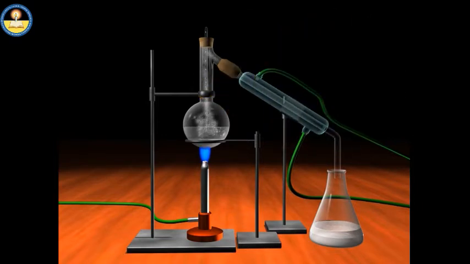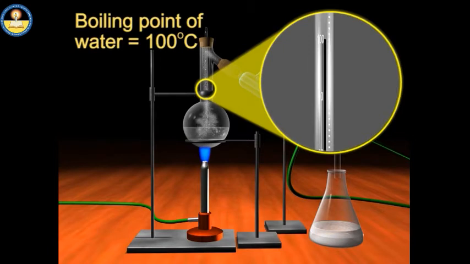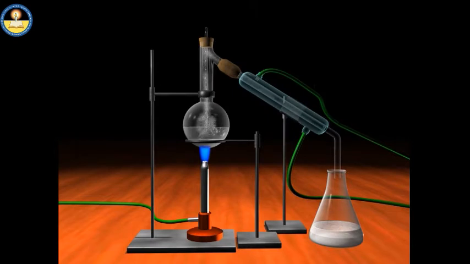When no more acetone remains in the round bottom flask, the temperature starts to rise again till it reaches 100 degrees centigrade, which is the boiling point of water. At this point, water starts boiling and forms steam. The steam then condenses in the water condenser and is collected in another beaker. Acetone has a lower boiling point than water and hence vaporizes first.